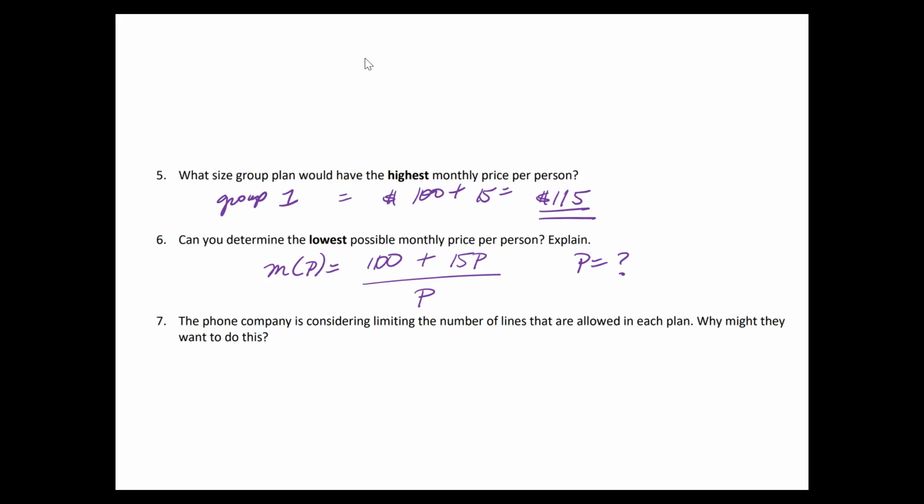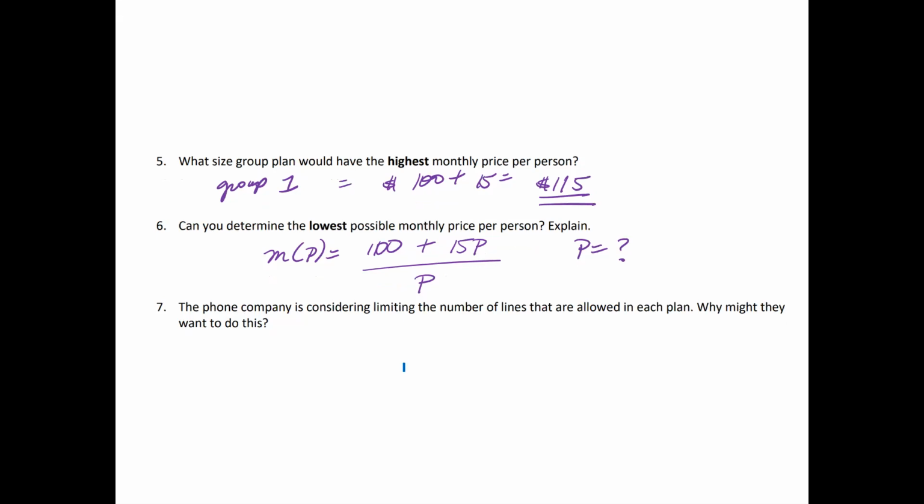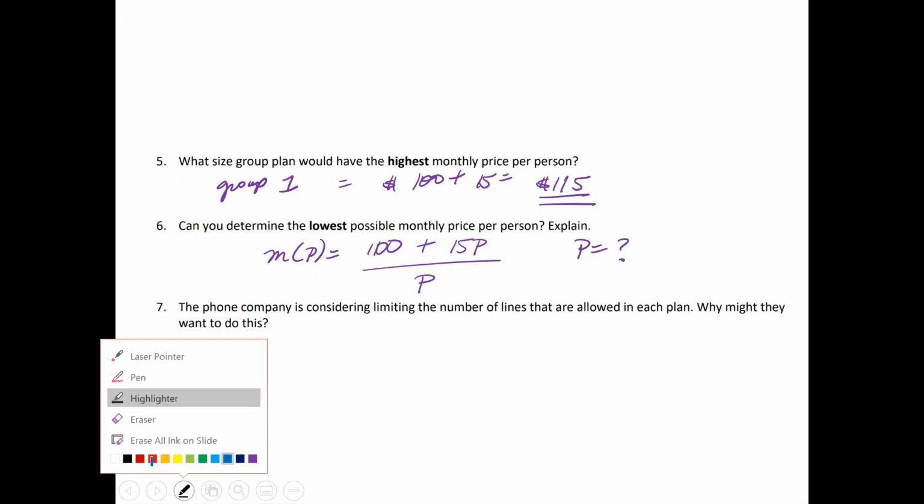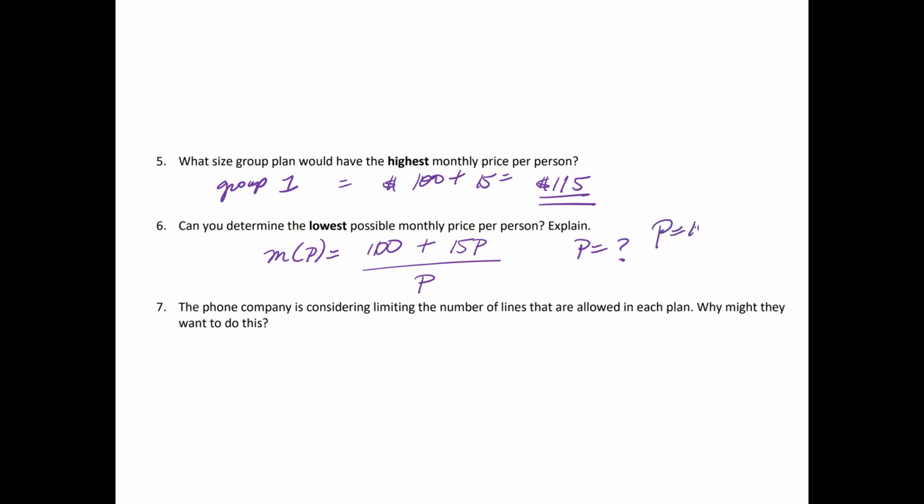11, it's not going to work. So the most that I can do here is if P equals 10 people, okay? And that's going to be 20 bucks, $5 per person. And that's the lowest that you can do, okay? And that's one of the good things: rather than guessing and checking, you can use your graphing calculator.